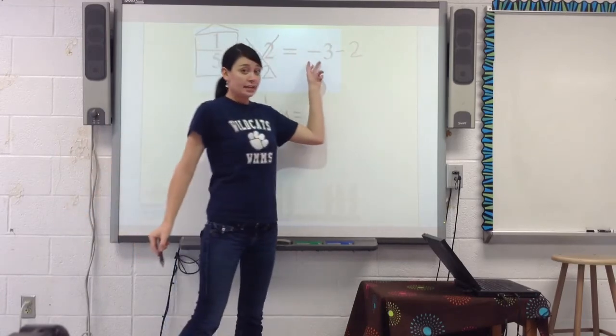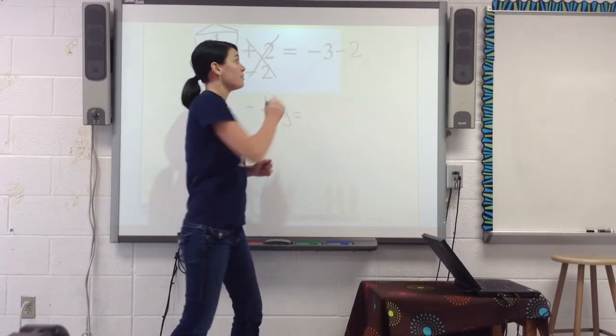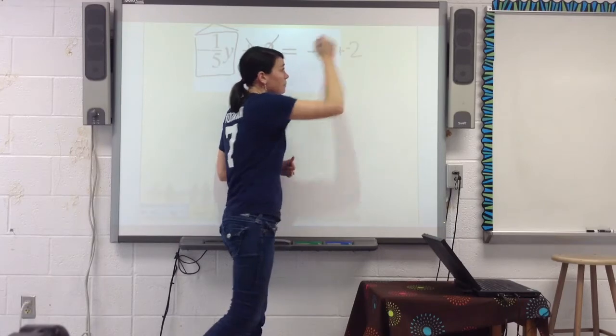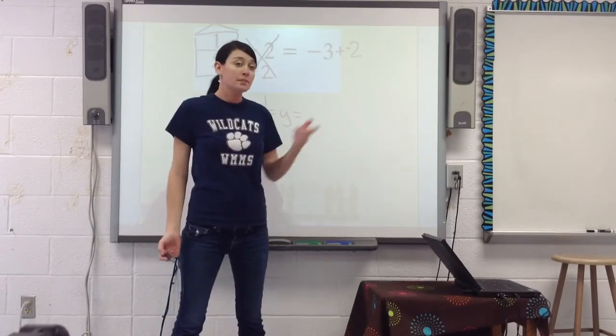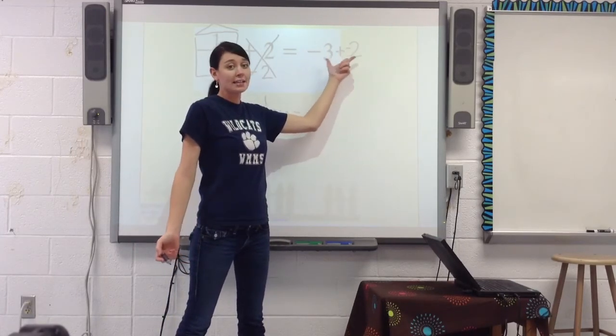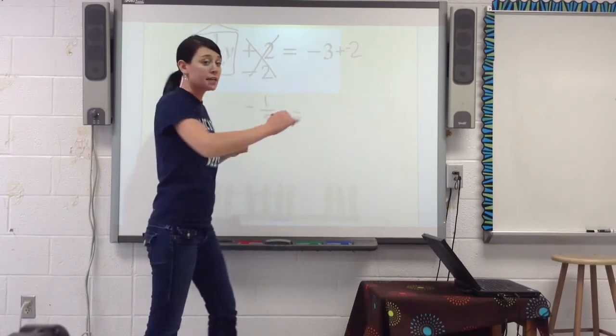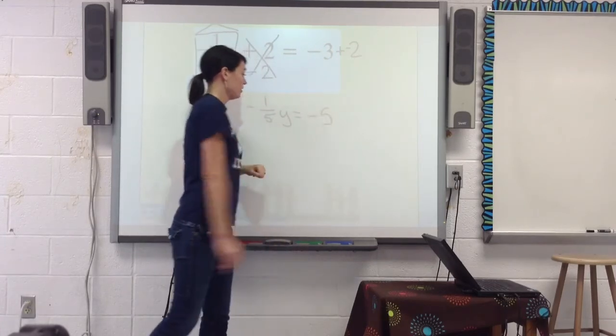Okay, we have negatives with subtraction, so whenever that happens, we know we have to do leave, change, opposite. And then we end up with same signs. Same signs, add and keep the sign. So -3 plus -2 gives us -5.